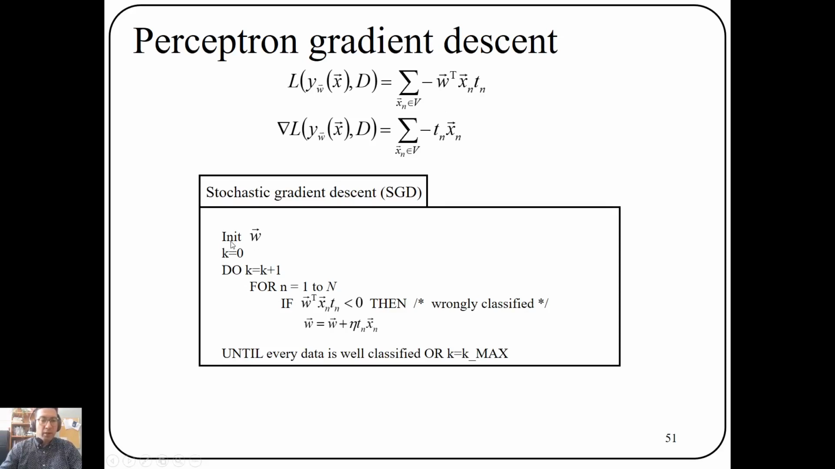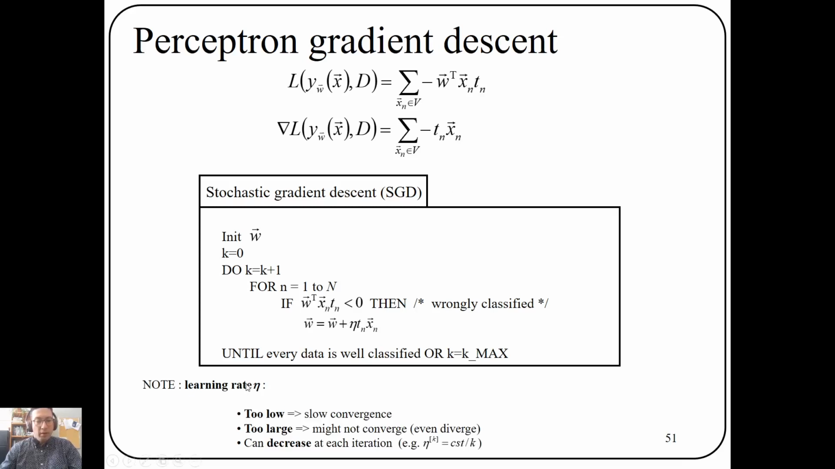We start by initializing W again, by setting our iterator to 0, and then we iterate throughout each training data from n equal to 1 to capital N, and then we look if the data is wrongly classified. This product of 3 terms is negative when a data is wrongly classified, and if it is wrongly classified, then you move W by a step of eta in the inverse direction of the gradient. So the inverse direction of the gradient is minus, so it's t times x. And here we don't have a summation because it's just one element we're looking at.